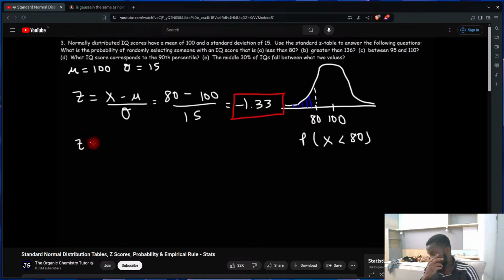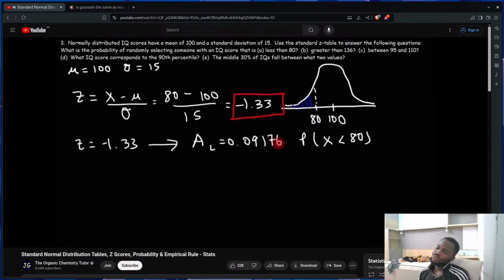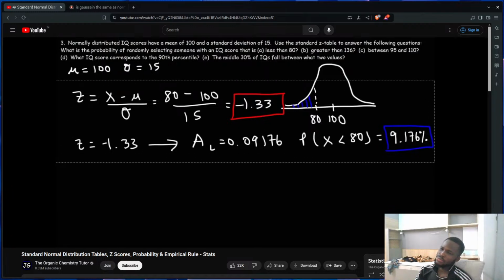So what you need to do at this point is use the negative z-table and find the value of the area that corresponds to the z-value. So using that table, you should get 0.09176. Now that's the answer as a decimal. If we multiply this by 100, we'll get the answer as a percentage, which is 9.176%. So that is the probability of selecting someone with an IQ score less than 80. Now let's move on to part B.